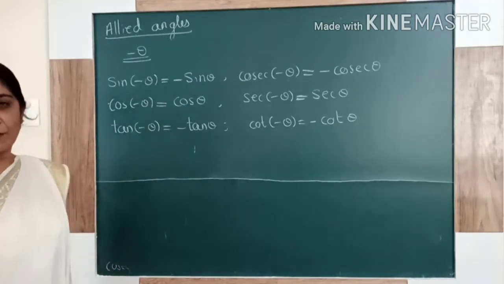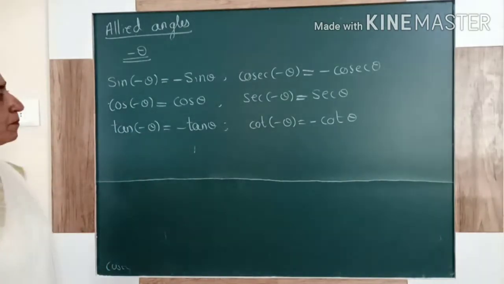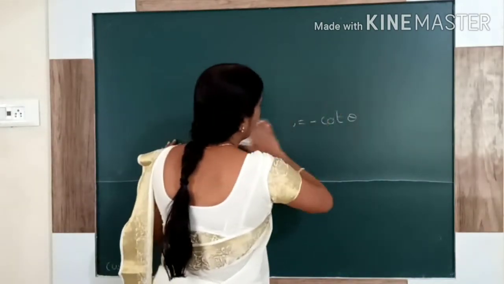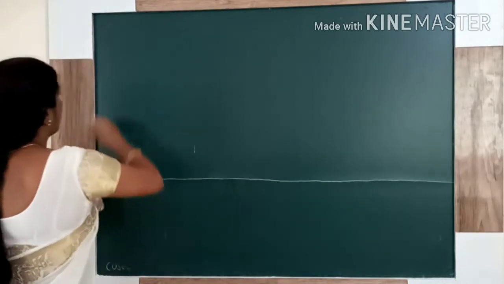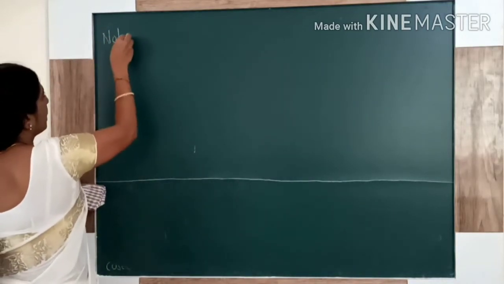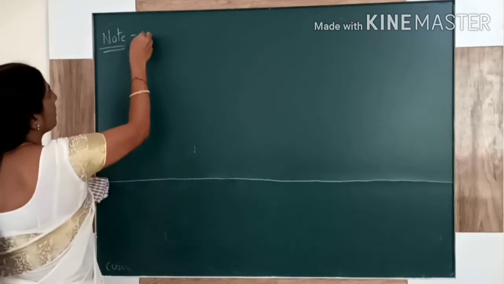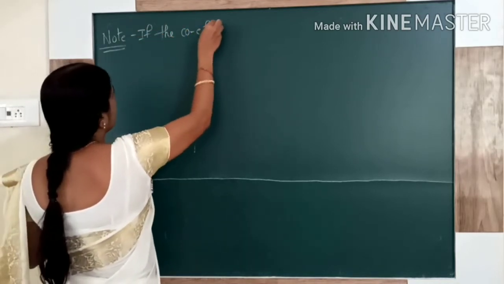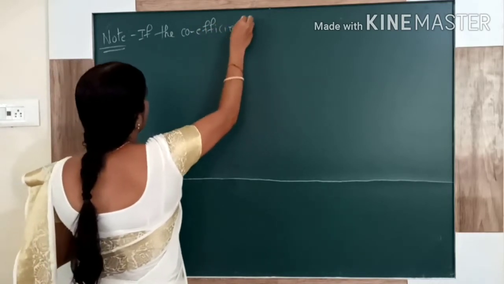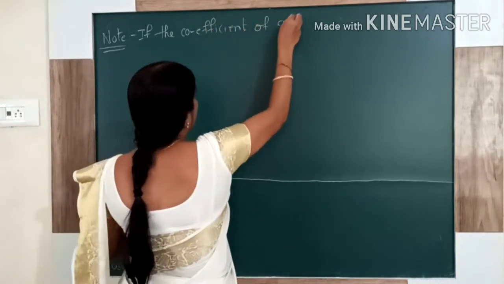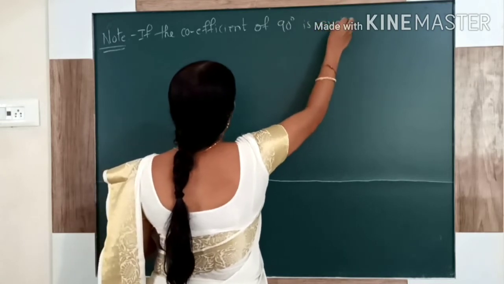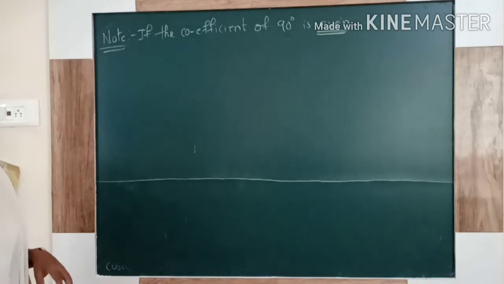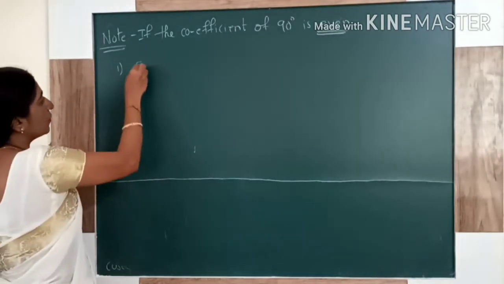The next one, I am giving you the hint. So please take a pen and paper. Go on writing along with me. I am giving you one hint. Write it as a note. Important note. What is it? If the coefficient of 90° is even, underline this. If the coefficient of 90° is even, see what is the first one?